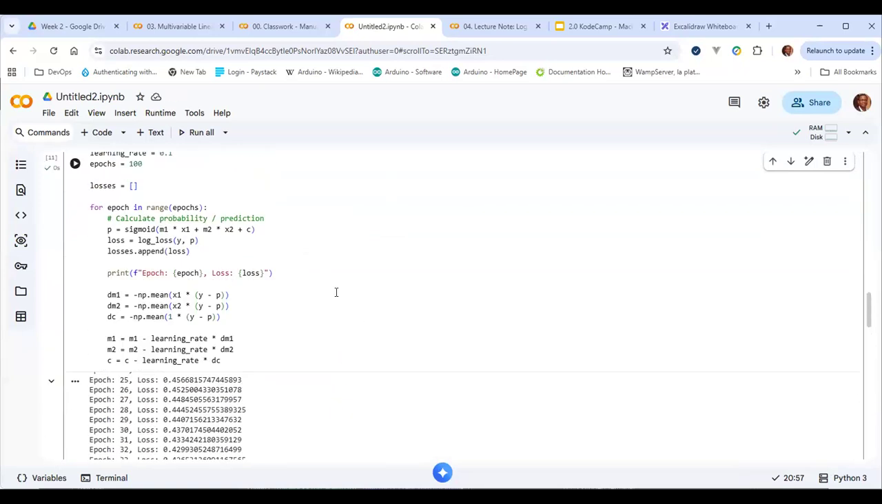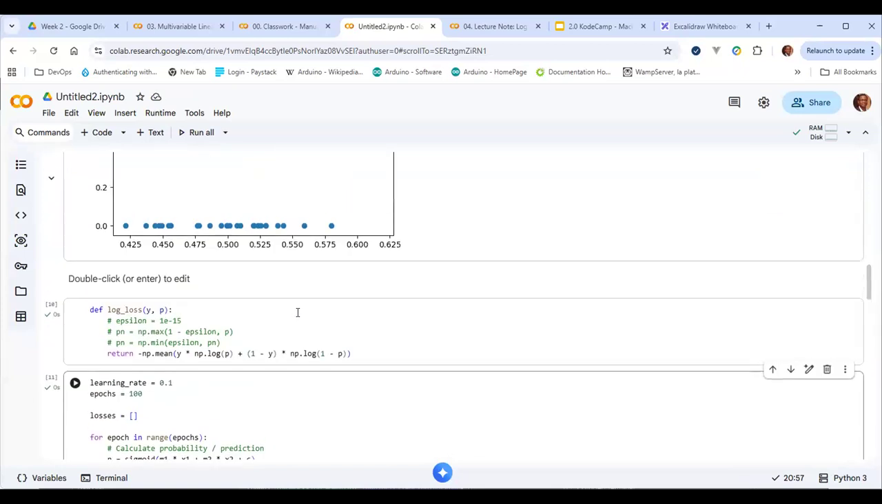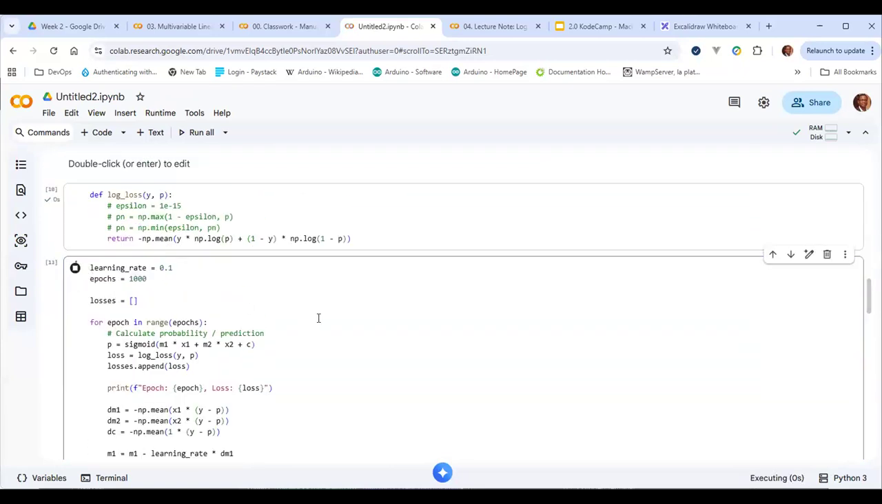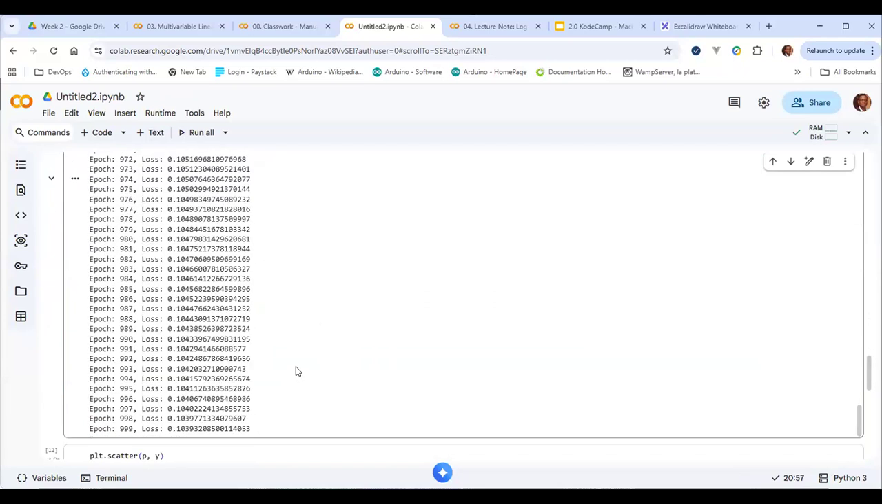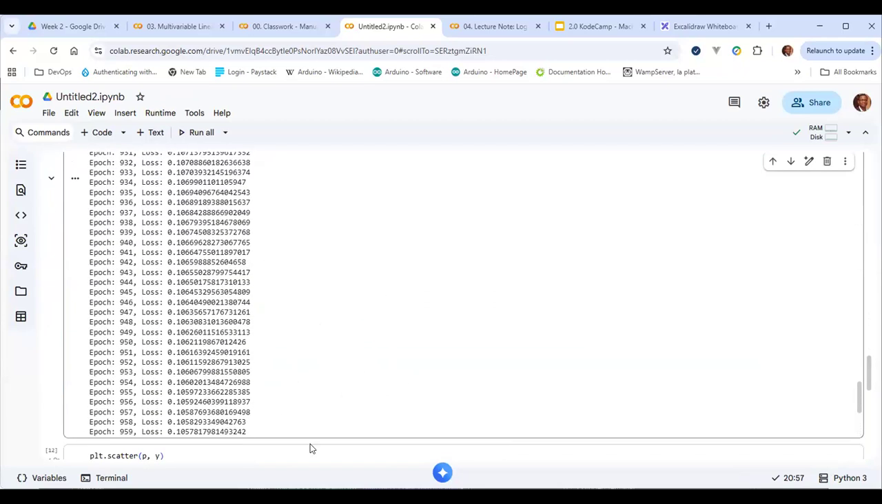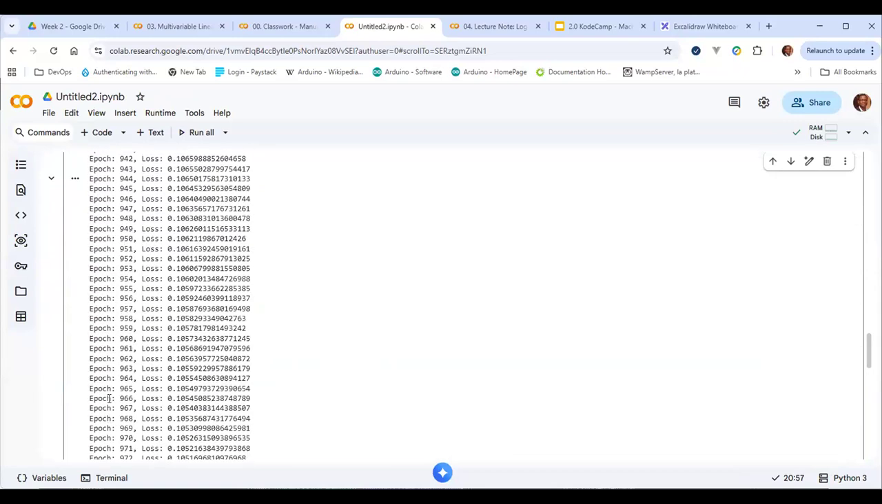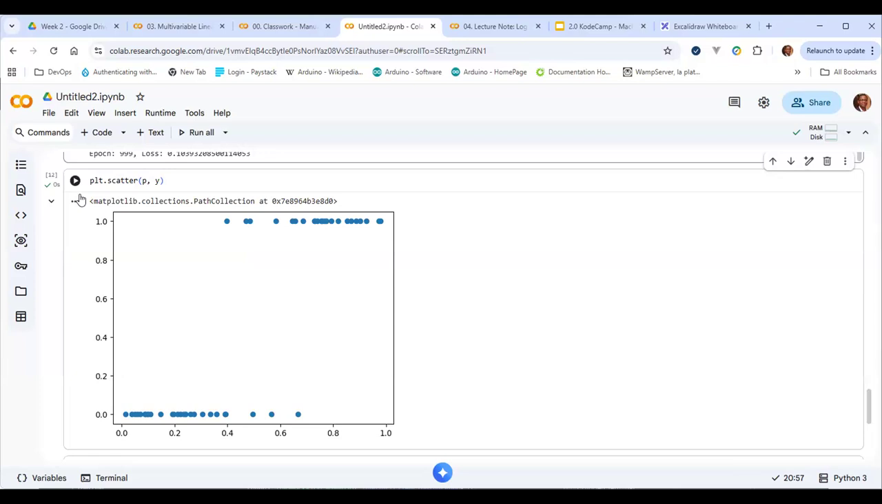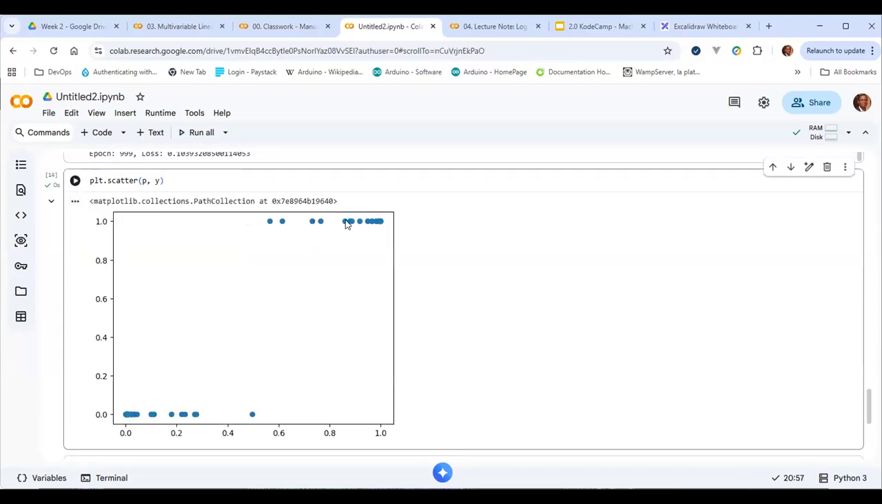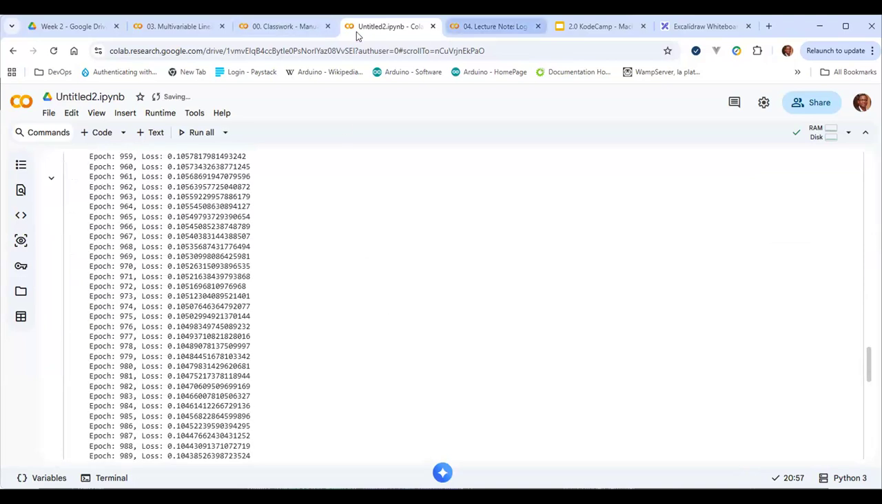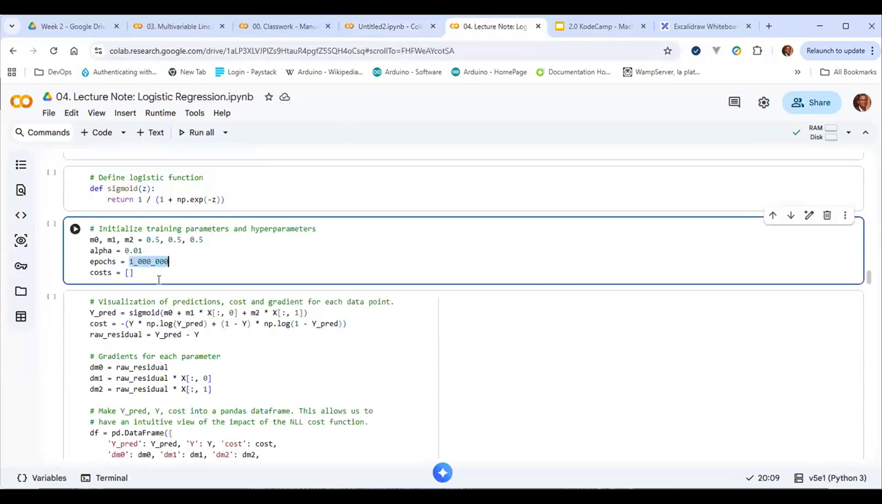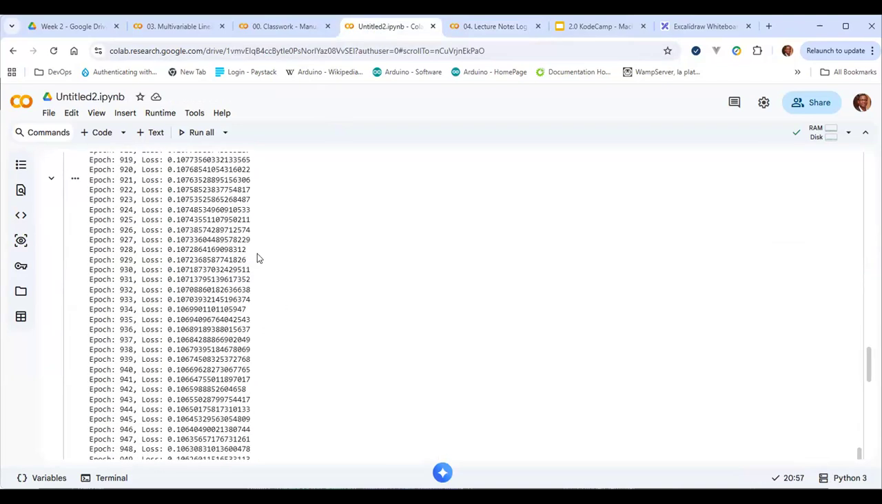I can increase the epochs further, 1,000 epochs, and run it again, and it goes to 0.1. If we print it at this point, you see that they are now migrating towards this point. These ones are migrating towards this point, and these ones are migrating towards this point. And if you look at what I did before, we actually needed a million epochs at a learning rate of 0.01 to be able to converge something.